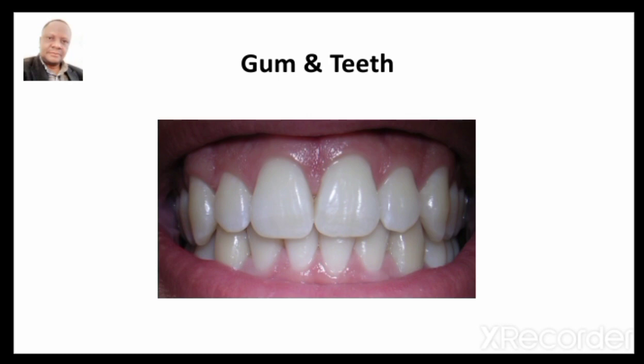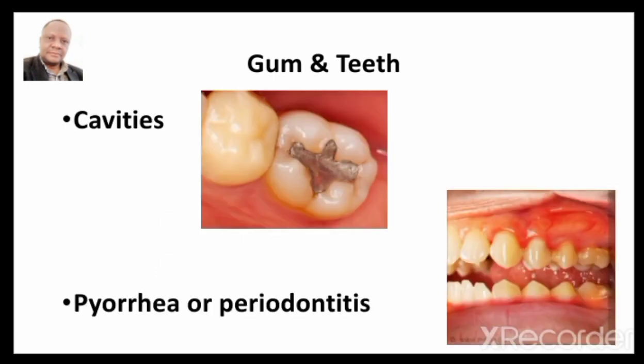Everybody wants to have healthy gums and teeth, but sometimes we experience diseases that affect them. Two of them are cavities, holes in the teeth, also called tooth decay, and pyorrhea or periodontitis that affects the gum and the teeth. Most times cavities are caused by bacteria found in the buccal cavity feeding on sugary food or food particles that are lodged in between the teeth, and that can lead to cavities. That's why we preach good oral hygiene.